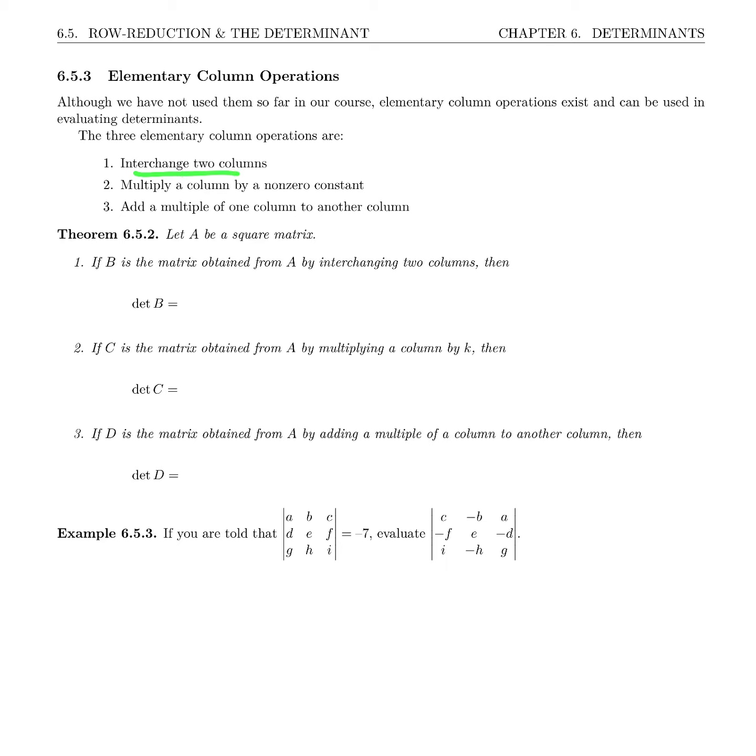We can interchange two columns, in which case we would write column I interchanged with column J. We can multiply a column by a non-zero constant k, so k times column I, and lastly we can multiply one column and add it to another column, so ci plus k times cj.